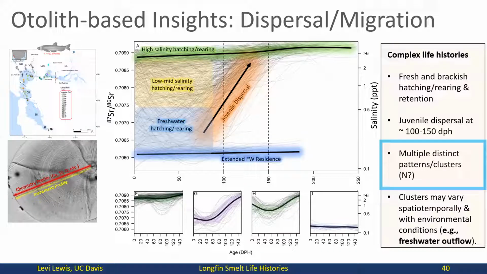And the retention, I mean, that big scatter that you can see on the left of this figure I'm showing right now, with the low mid salinity hatching rearing, freshwater hatching rearing, that big scrambled mess, I think, really ties into what you've talked about quite a bit, in that all of that squiggly mess is retention, at least in my opinion. And I think it's really cool to be able to pick that out with the chemistry. Well, I don't want to bore you, but I'll talk about it some more later.